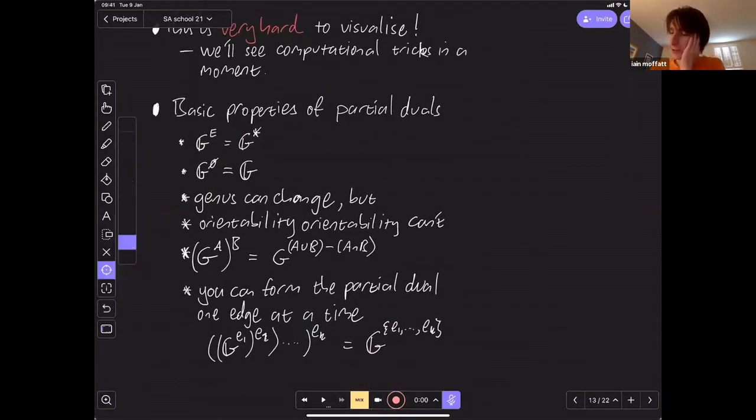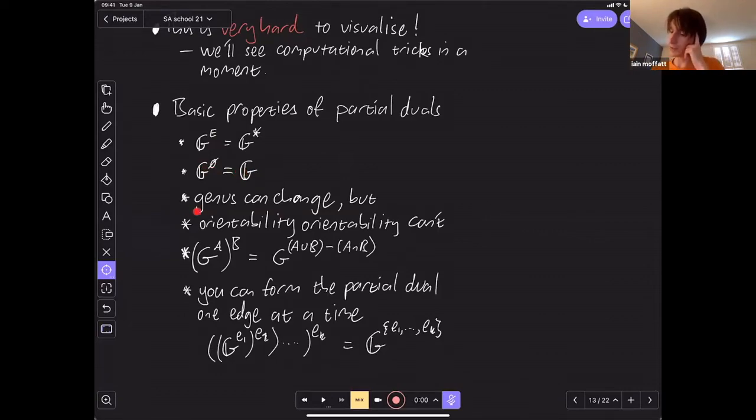But maybe I'll just mention my basic properties of partial duals. If I dual every edge, so G raised to the power of the whole of the edge set, that's just the usual dual of a ribbon graph or of an embedded graph in the surface. If I form the partial dual with respect to the empty set, I haven't really done anything, so I've still got the graph I started with.